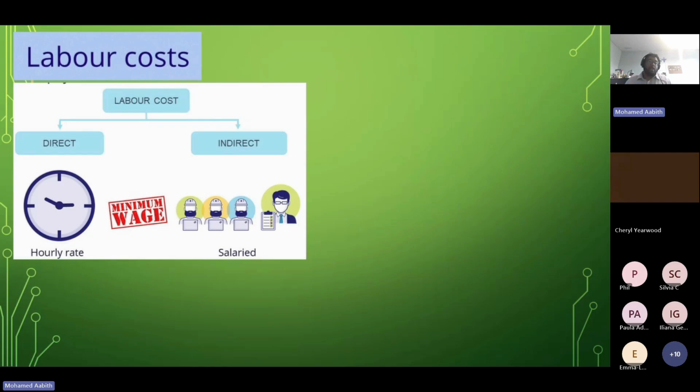Indirect cost, on the other hand, is not relevant to how much production they do. That can be a fixed amount for a period of time. It can be per month, per annum, or per day, fixed. That means it doesn't matter how much they do, they get paid that amount. So that could be an indirect cost there.